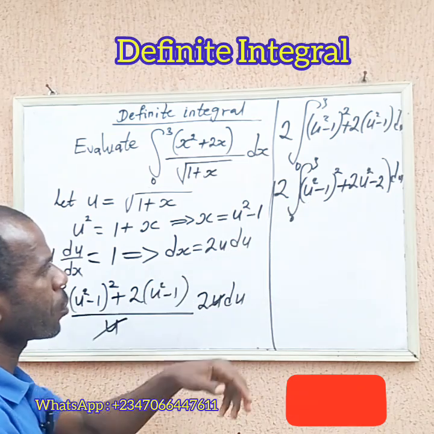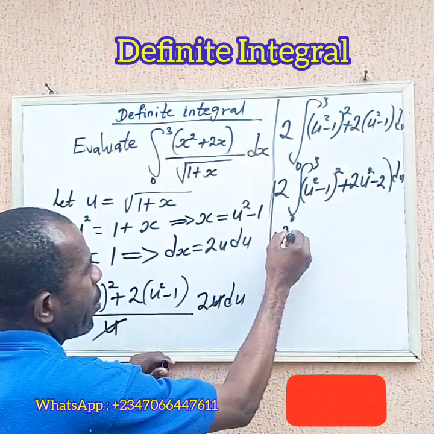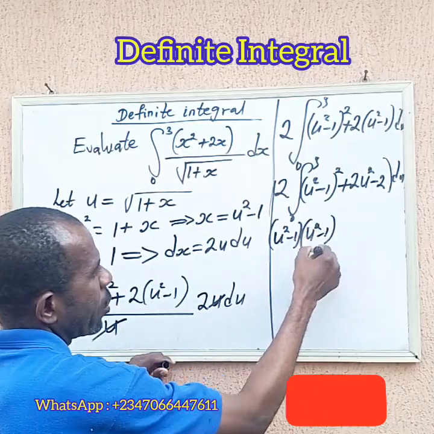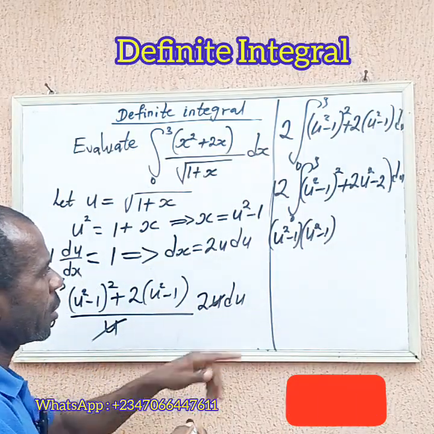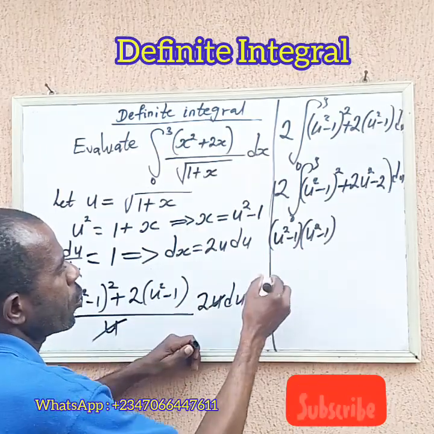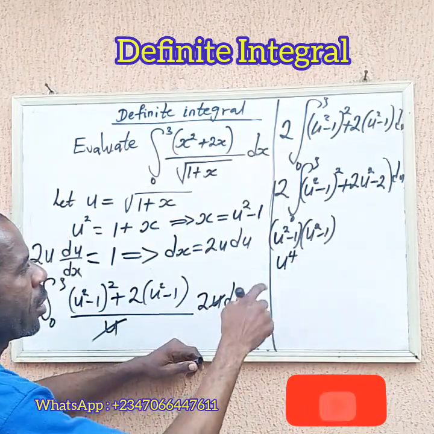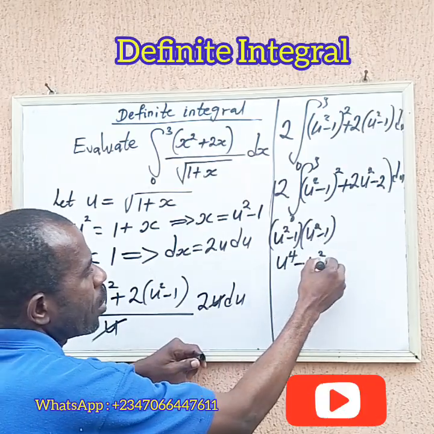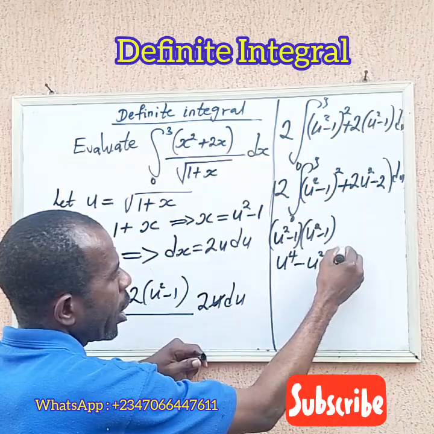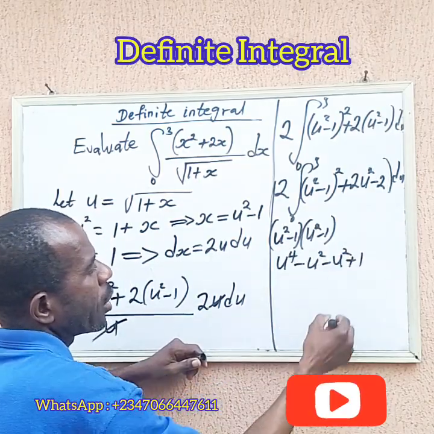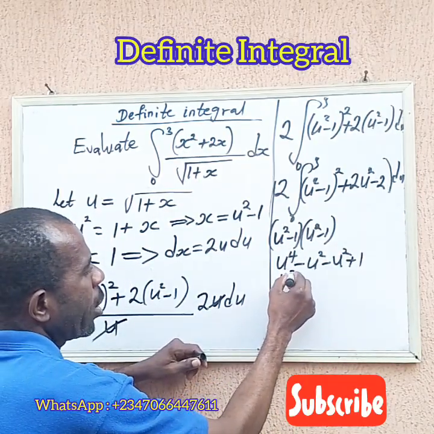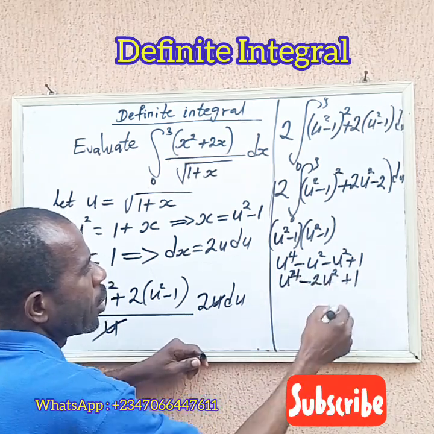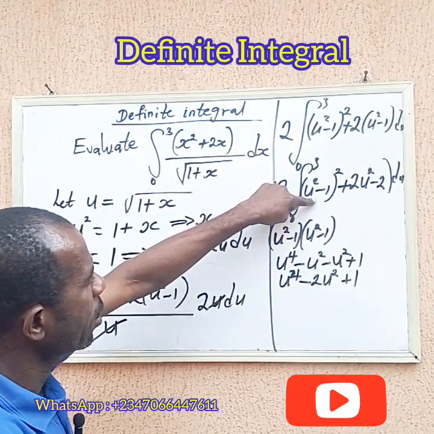If you open this one, let us expand. Your u squared minus 1 is sitting as u squared minus 1. So let us expand. Expand this times this to give us u raised to power 4. Then u squared times this gives us minus u squared. Minus 1 times this also gives us minus u squared. Then this one times this gives us plus 1. So at the end of the day, I will have u raised to power 4 minus 2u squared plus 1. So it means the whole of this one is this.